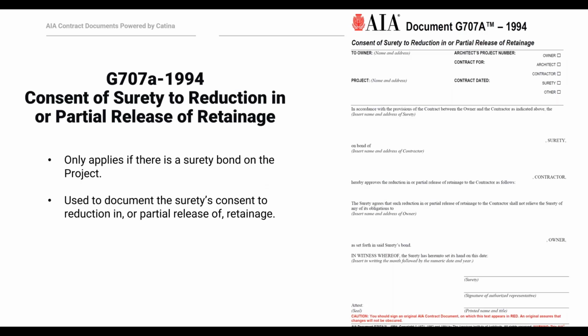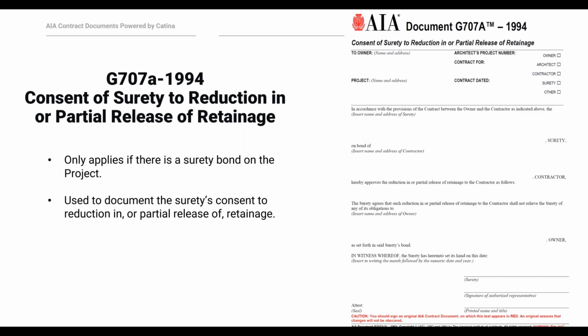And last document here is G707A, which is somewhat similar to G707, but it deals with reduction in retainage. G707A is a consent of surety to reduction in or partial release of retainage. Again, you're only going to be using this if you have a surety bond on the project, because the surety is entitled to use the retainage and the remaining contract balance to complete work in the event of a contractor's default.